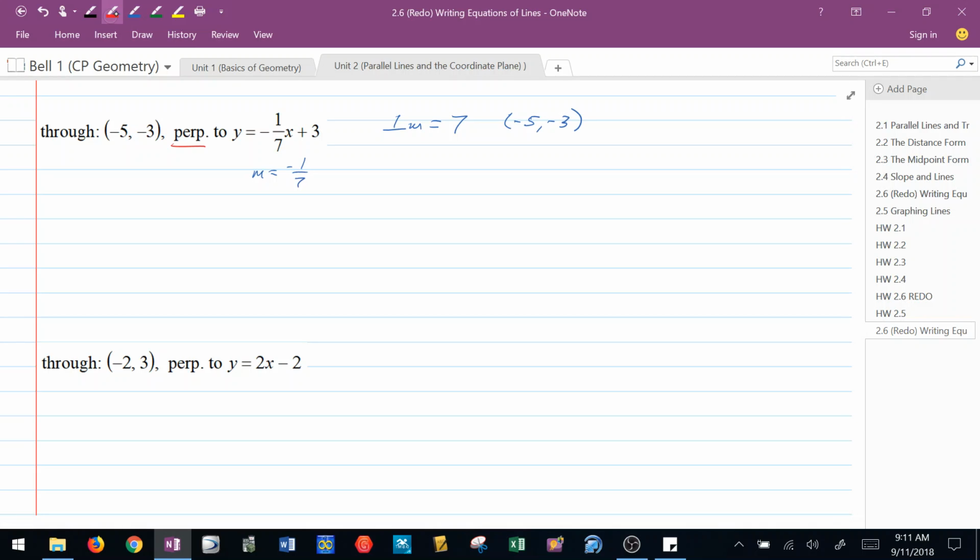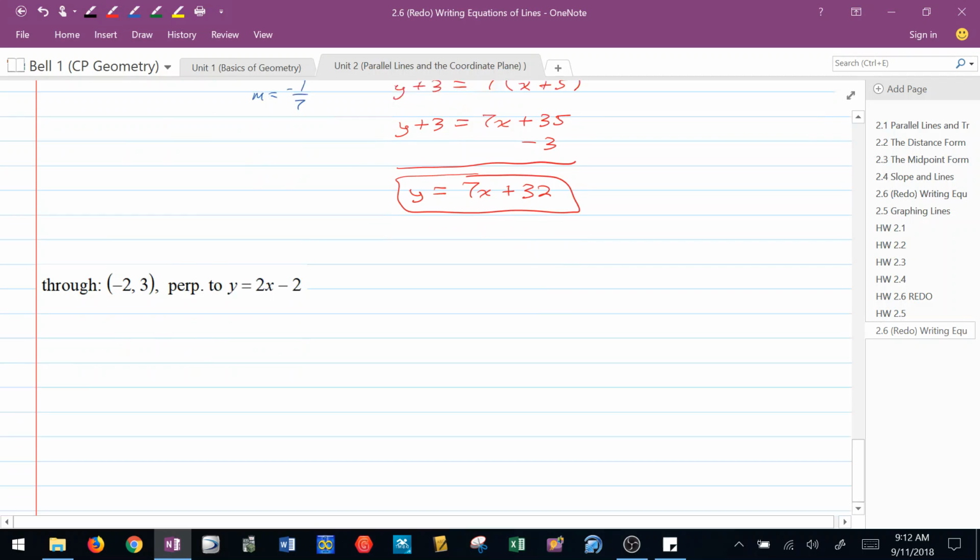I now have enough information to write point-slope form. Y minus negative 3, or y plus 3, is equal to the slope 7 times x minus negative 5, which would be x plus 5. Distribute: y plus 3 is equal to 7x plus 35. Subtract the 3 to get y by itself and get it in slope-intercept form. Y equals 7x plus 32.